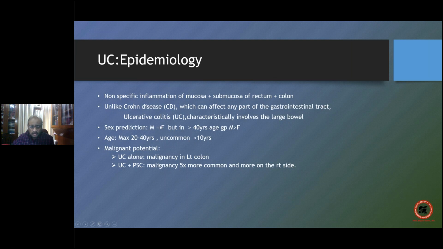Number two, sex predilection. Male, female are almost equal, but in the age group 40 years, the male are more involved as compared to the females. The maximum age group is, however, 40 years.